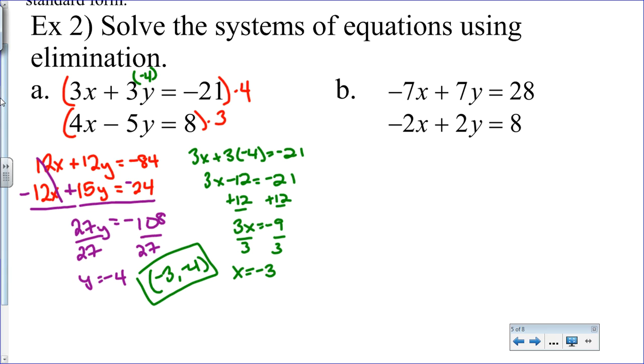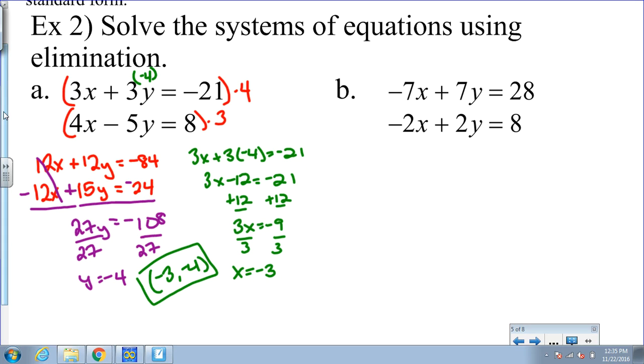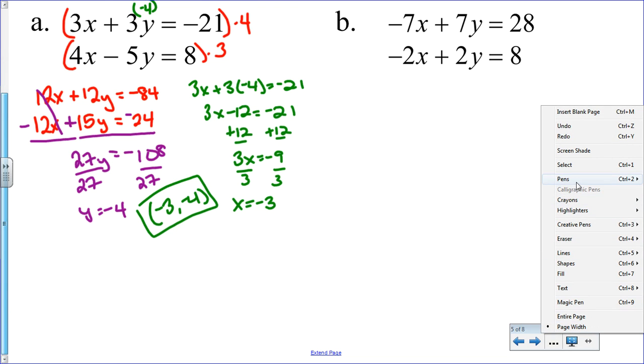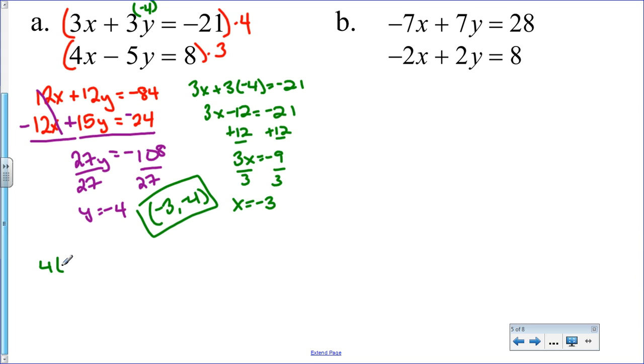I'm just going to go ahead and show my work to check this in the second equation, make sure it works out. Remember, you could always graph those two equations in Desmos and just find the point where they cross. So I'm going to do 4 times negative 3 minus 5 times negative 4 and see if that equals 8. So I get negative 12 plus 20 equals 8. Since that works out, we're in good shape. So our answer is negative 3, negative 4.